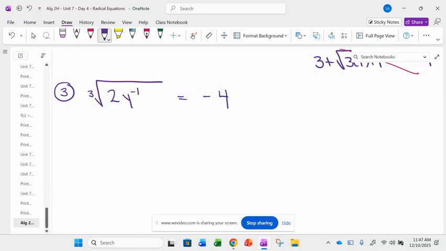All right, here we have the cubed root of 2y raised to the negative first power equals negative 4. I'm going to change this into exponential. Do we agree this is 2y to the negative first raised to the 1/3? All right, so for a couple of reasons, this is not a power to a power. I can't make this to the negative 1/3 because is this 2 raised to the negative 1?